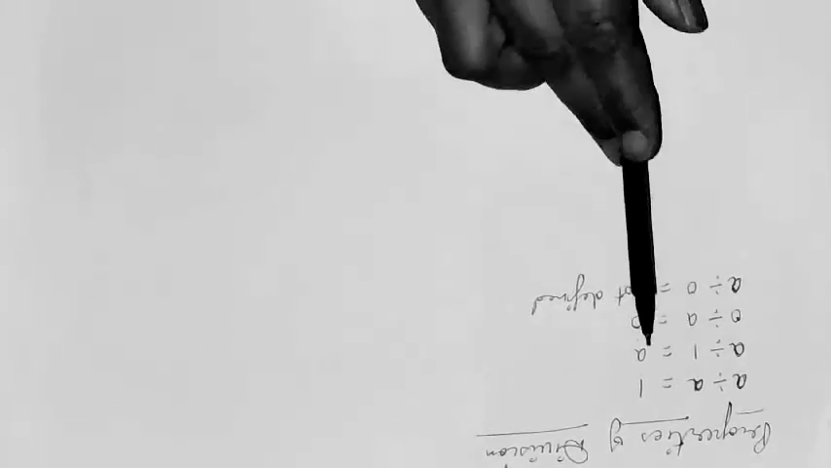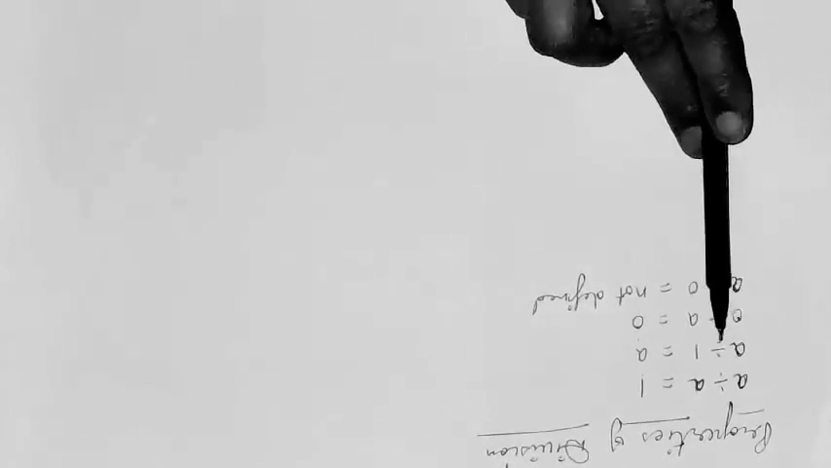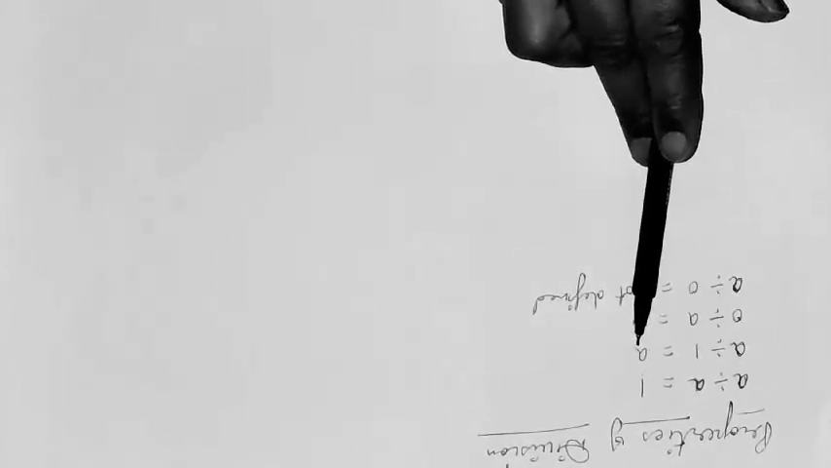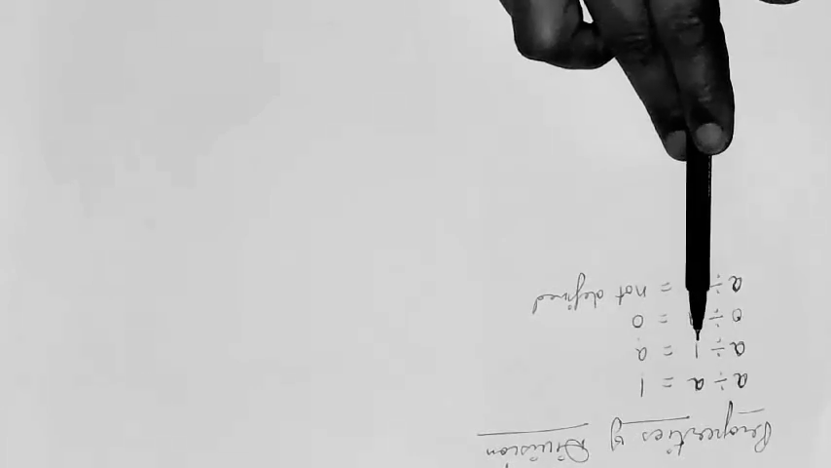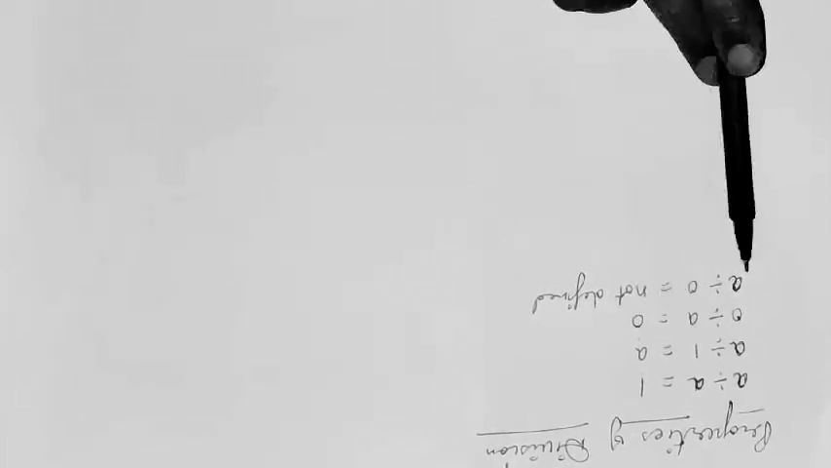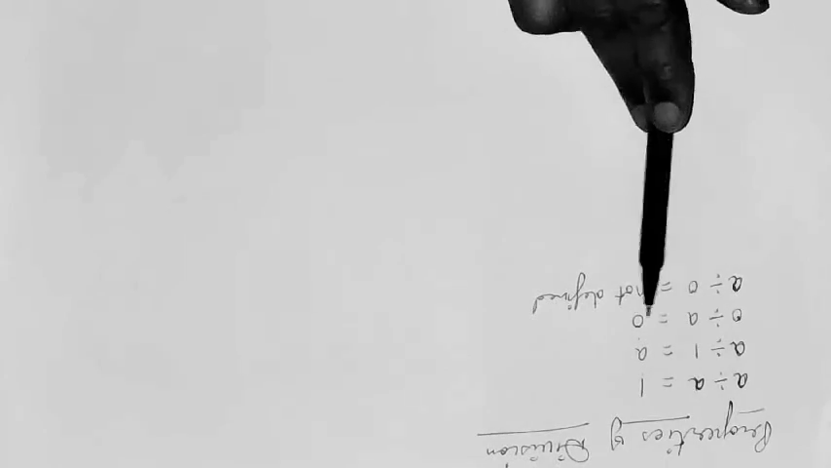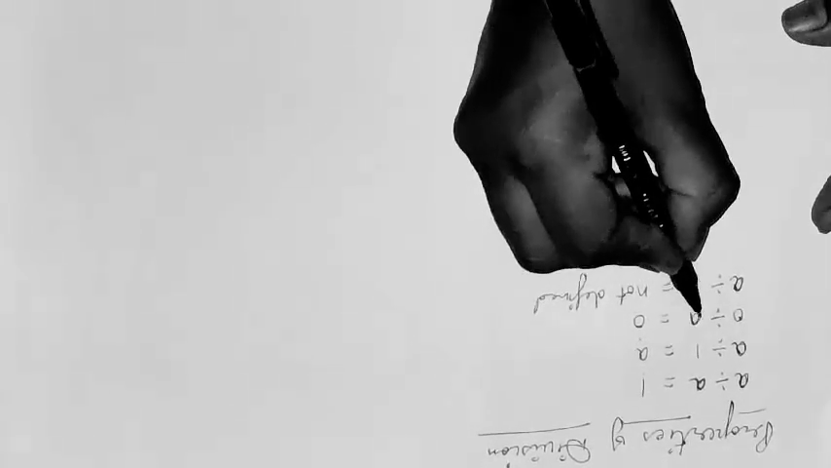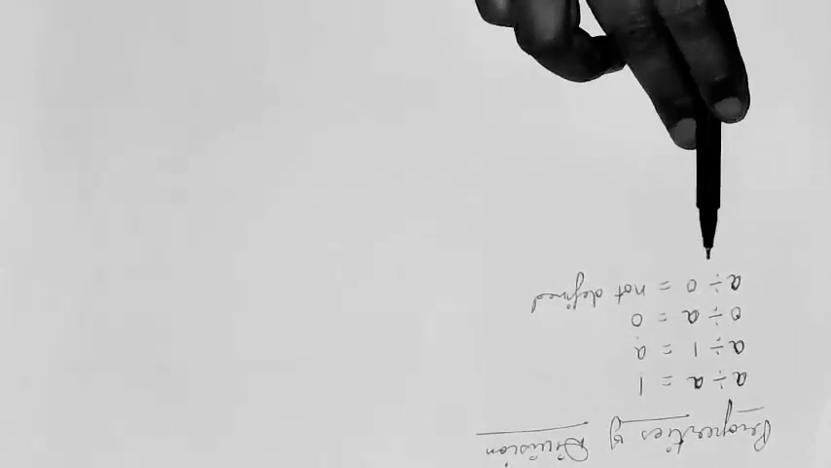So once again I am going to revise the properties of division. A divided by A is 1. That means if we divide any number by itself, then the result is 1. Second is A divided by 1 is A. That means if I divide any number by 1, the result is the number itself. Third, 0 divided by A is 0. That means if I divide 0 by any number, the result is 0. And last property, A divided by 0 is not defined. That means if I divide any number by 0, that division is not possible.